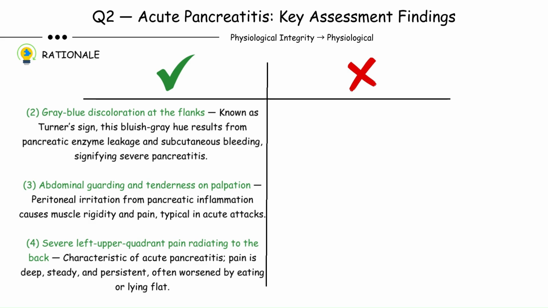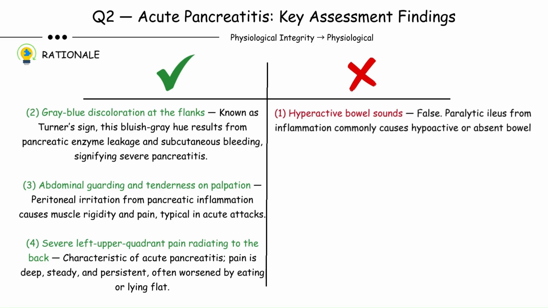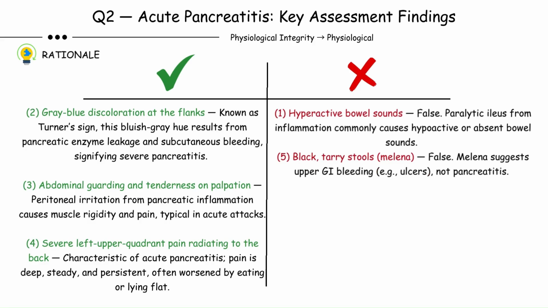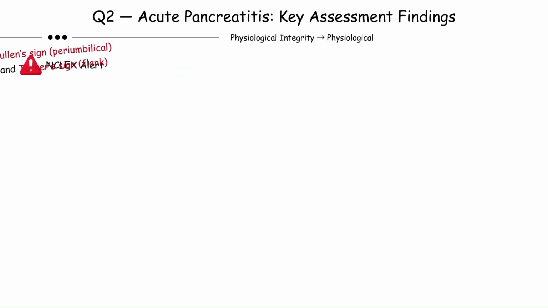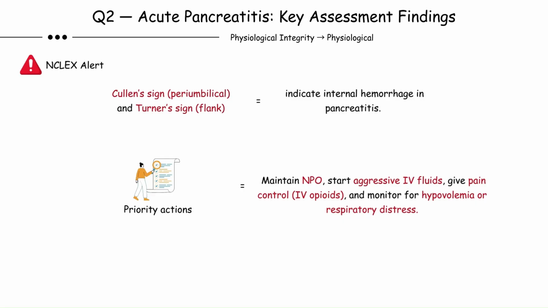Incorrect findings. Hyperactive bowel sounds are not expected. Inflammation usually causes an ileus, so bowel sounds are decreased or absent. Black, tarry stools point to an upper GI bleed, not pancreatitis. Frequent diarrhea is uncommon. GI motility decreases and the client is kept NPO. NCLEX alert. Remember, Cullen's sign at the umbilicus and Turner's sign at the flanks both indicate internal bleeding in pancreatitis.